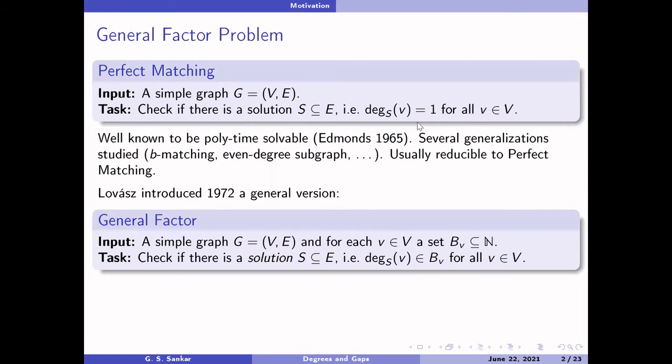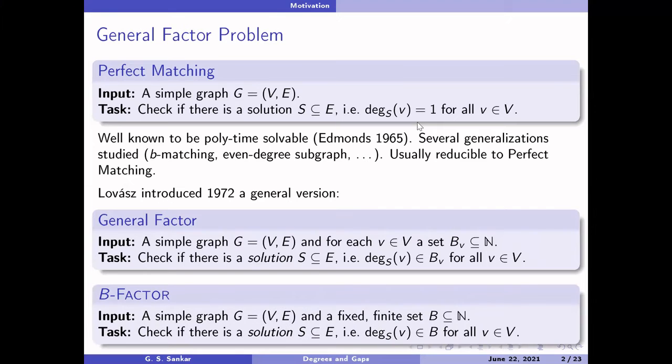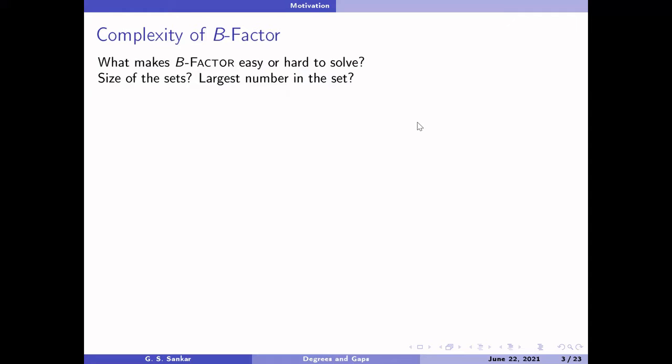In 1972, Lovász introduced a general version called the general factor problem, which is what we'll be studying. In this problem, you're given a graph and, for every vertex, a set B_v. You want to find a solution such that the degree of every vertex lies in the set B_v. For the purposes of this talk, we'll be focusing on a problem called B-factor, where you're given one fixed finite set B. You want to find a solution where the degree of every vertex lies in the set B. So we want to study the complexity of B-factor and what makes it easy or hard to solve.